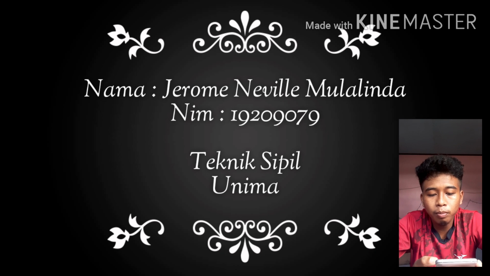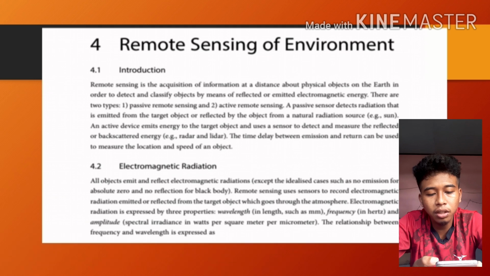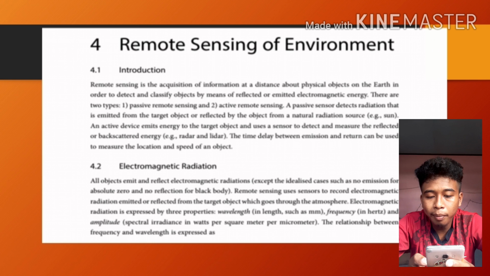We will start from Chapter 4, Remote Sensing of Environment. 4.1 Introduction. Remote sensing is the acquisition of information at a distance about physical objects on the Earth in order to detect or classify objects by means of reflected or emitted electromagnetic radiation. There are two types: one, passive remote sensing, and two, active remote sensing.